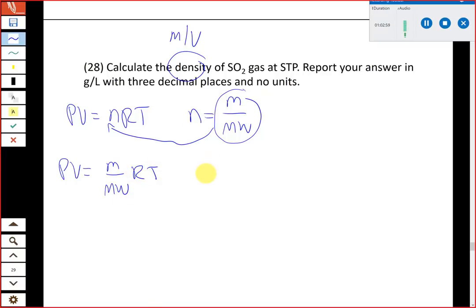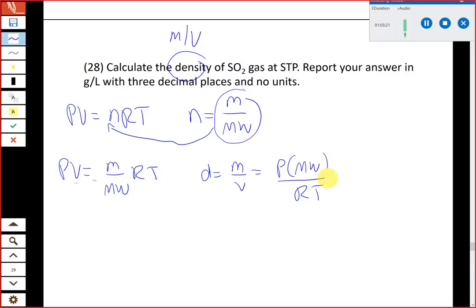And then since we're calculating density here, this is mass divided by volume. And so we just rearrange this whole equation, putting mass over volume on one side. So we divide both sides by V, we cross multiply and divide by M, molecular weight, and RT, and what we end up with is that the density is equal to pressure times molar mass divided by RT.